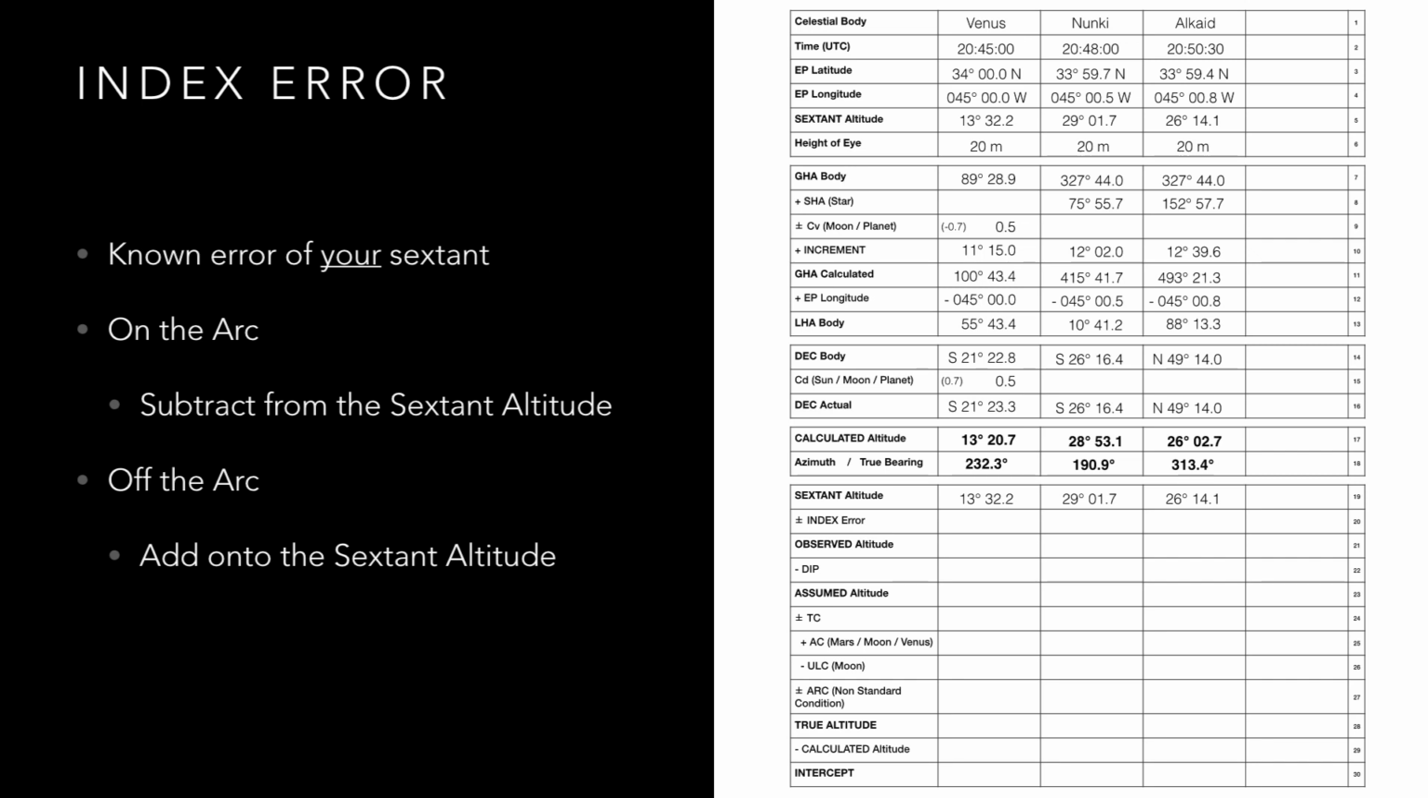If your sextant had an error which is considered to be off the arc, then we add our index error to our sextant altitude. If the index error is considered to be on the arc, then we subtract our index error from the sextant altitude. After we have done this, the resulting figure is named the observed altitude.